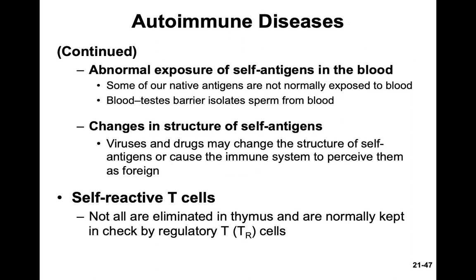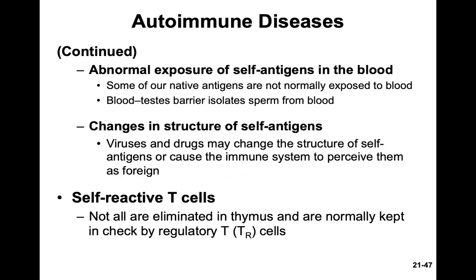Then there is abnormal exposure to your own antigens in your blood. Some things in your body are not supposed to be exposed to blood. This is why everything is very compartmentalized and goes only where it's supposed to go. But if for whatever reason some of these antigens that are supposed to be in one place in your body get into your bloodstream, then your white blood cells could see them as foreign because it's not something that they normally see. For example, men, those who have testes, have a certain thing called a blood-testes barrier.